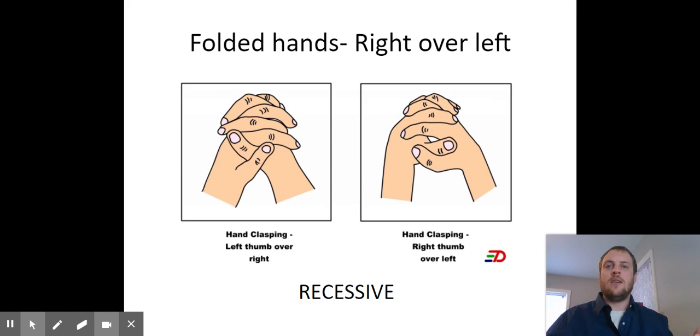So the whole idea is that from doing this, hopefully you realized that just because a trait is dominant doesn't necessarily make it the most frequent gene in the gene pool. It just depends on what other versions of this gene are around.